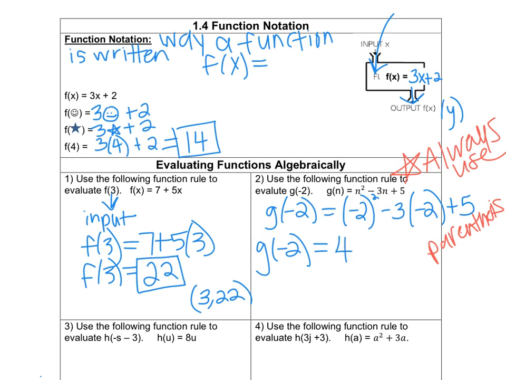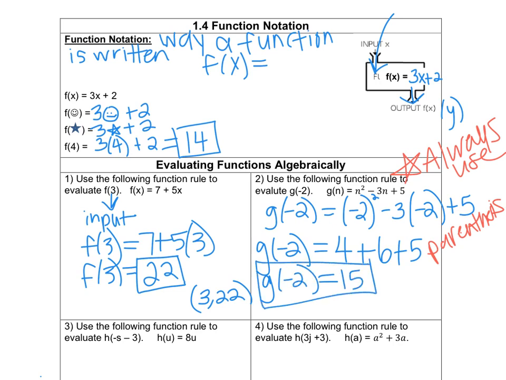And then we would have minus 3 times negative 2. So that would give me a positive 6 and then a positive 5. So I would be left with 4 plus 6 plus 5, which would be 15. So g of negative 2 would equal 15. And just like earlier, we could actually write this as an ordered pair. Negative 2 is your x, and 15 would be your y.